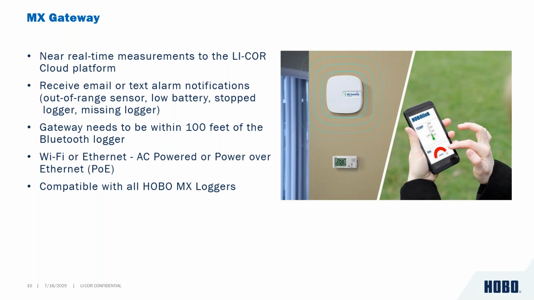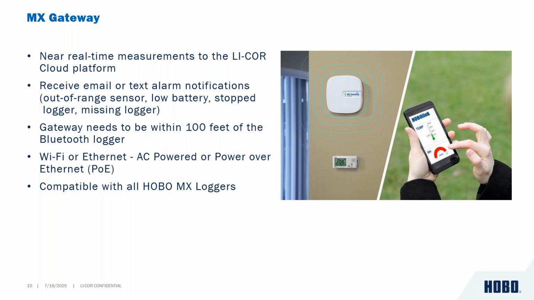If it was to vary outside of those 2 points, you would receive that instantaneous notification letting you know there's been an excursion on that particular data logger. The gateway does need to be within 100 feet line of sight range from the Bluetooth logger. And the gateway connects to the Lycor cloud platform with either an Ethernet or Wi-Fi connection.